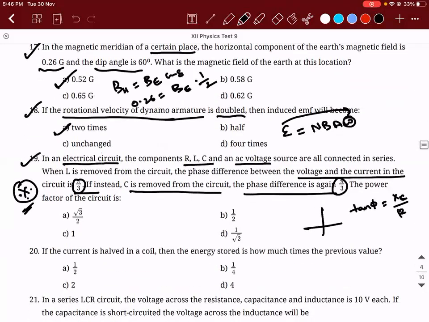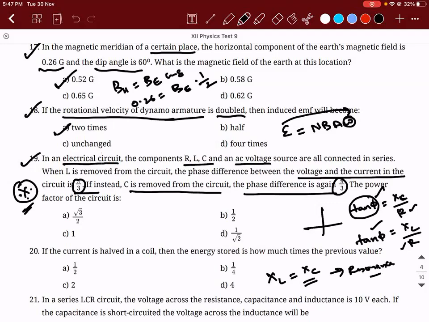Then the important conclusion that we can draw from here is, see, tan phi can be the same. What is changed in the second case? XL divided by R. So tan phi is the same in both the cases. R is same in both the cases. Then what is the relation between XL and XC? Equal. XL is equal to XC happens in what condition? Resonance. That is what they told indirectly.